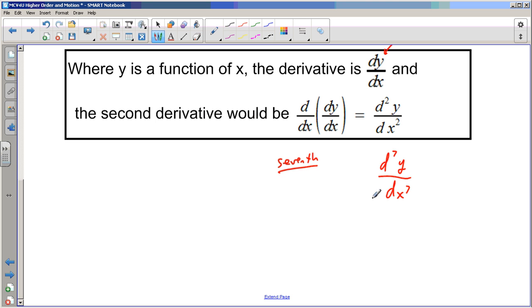And this means not exponents, but we've taken the derivative 7 times. Okay, great. Onward and upward.